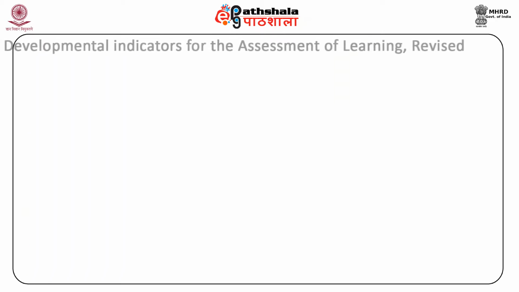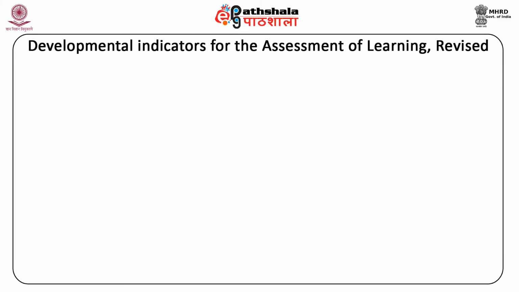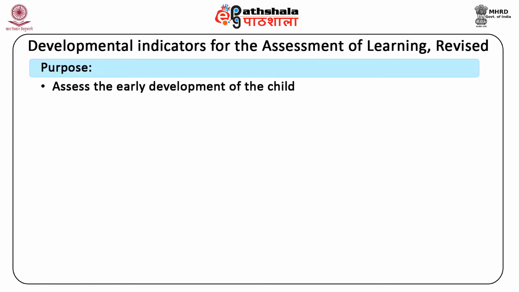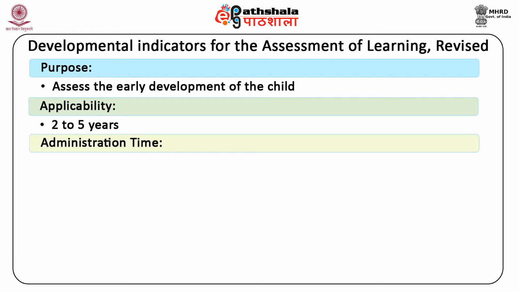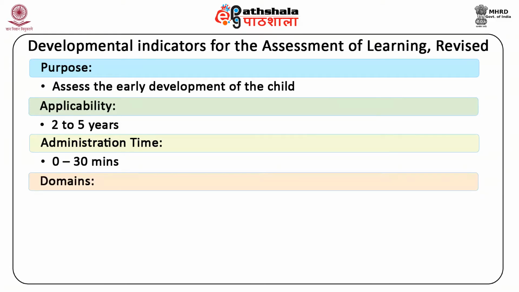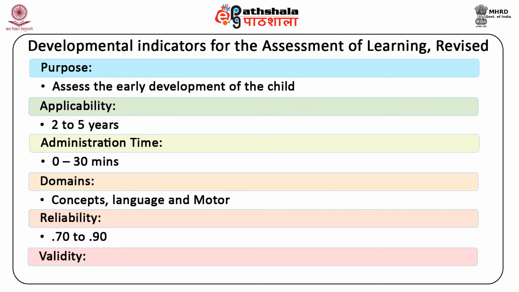Developmental Indicators for the Assessment of Learning, Revised Version, by Mardell-Czudnowski and Goldenberg, Cooper and Shepard in the year 1992. Its purpose is to assess the early development of the child. Applicability is from 2 to 5 years of age. Administration time ranges from 0 to 30 minutes. Domains that it covers are concepts, language, and motor development. Reliability ranges from 0.70 to 0.90 and validity ranges from 0.21 to 0.55.